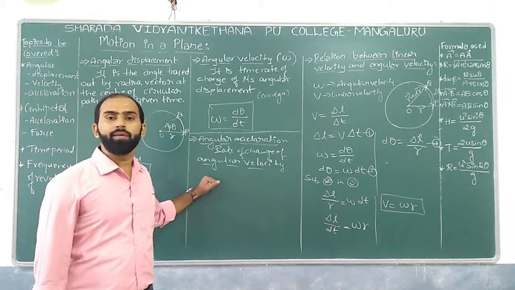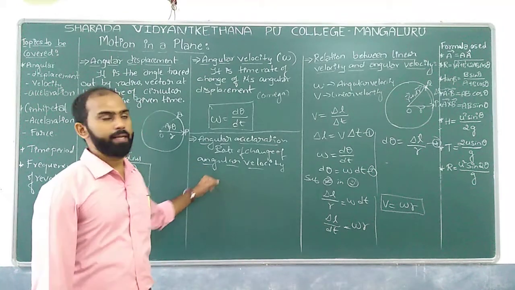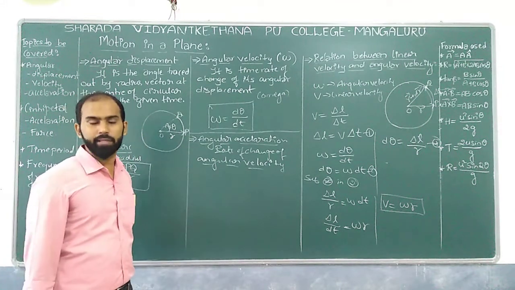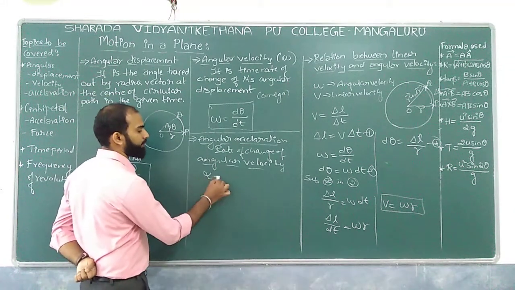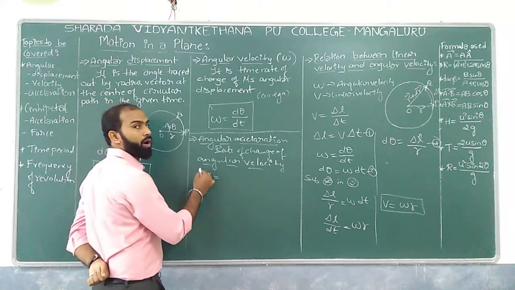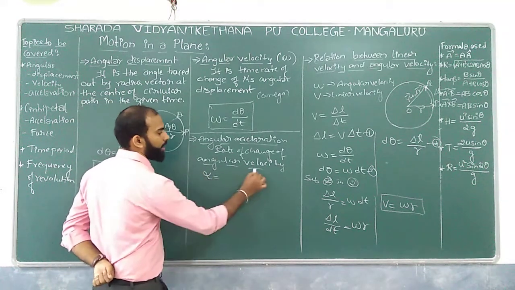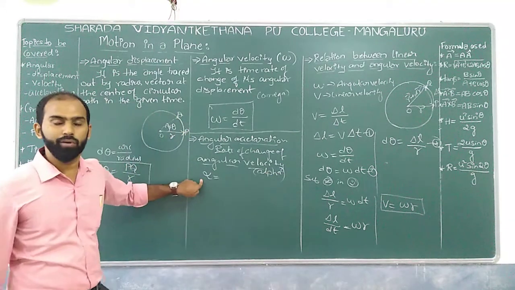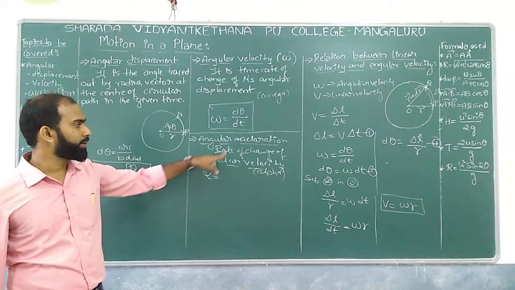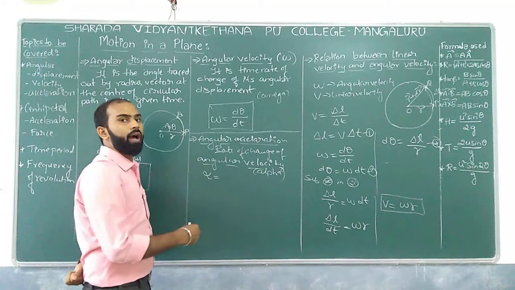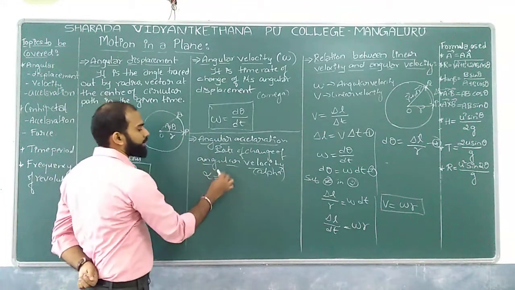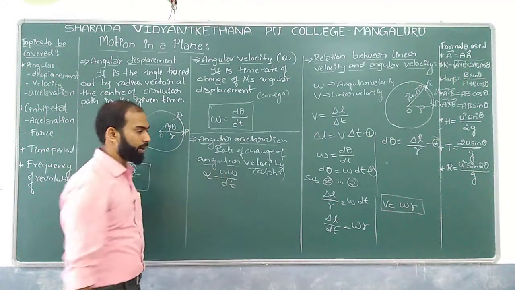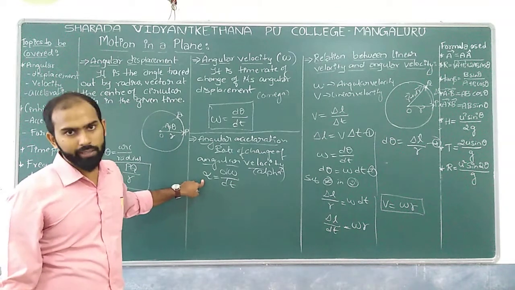How do we get the rate of change of angular velocity? That is nothing but angular acceleration, which is represented by alpha. This is the representation of alpha, which is equal to the rate of change of angular velocity, which means d omega divided by dt. This is how exactly we can have angular acceleration.